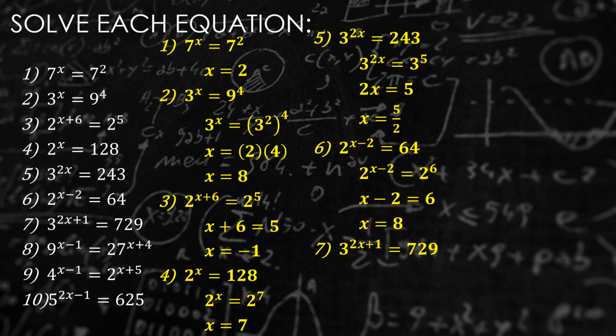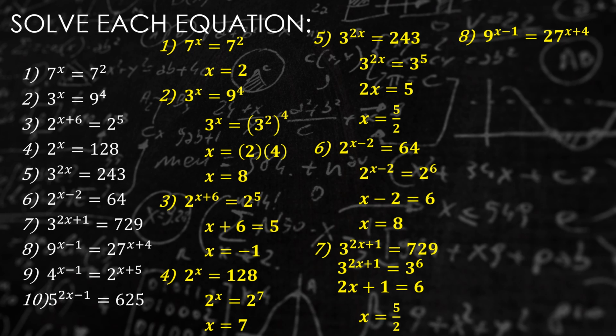So 3 raised to 2x plus 1 equals 729. So 729 is equal to 3 raised to 6. So let's equate 2x plus 1 equals 6. So we will move this 1. Okay, so 2x, magiging 2x equals 6 minus 1. So 2x equals 5. Then let's divide both sides by 2. So magiging x equals 5 over 2. Okay, 5 halves.